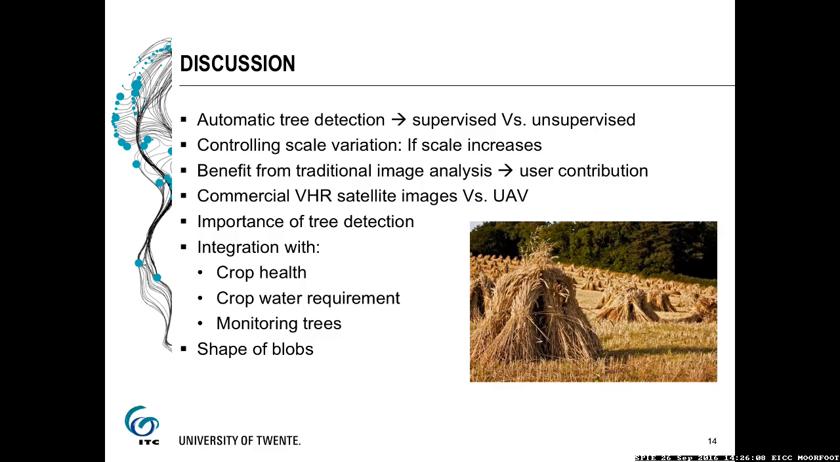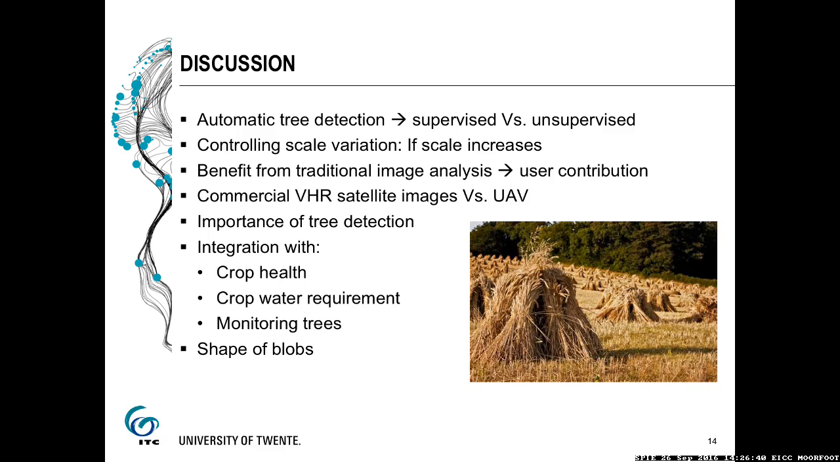For the importance of tree detection, the results can be used for integration with crop health, crop water requirement, and monitoring the trees. And one more issue is the shape of the blobs, because they are circles and, as you know, the trees have irregular shapes. So this is one of the issues that brings the overestimation and underestimation in this study.